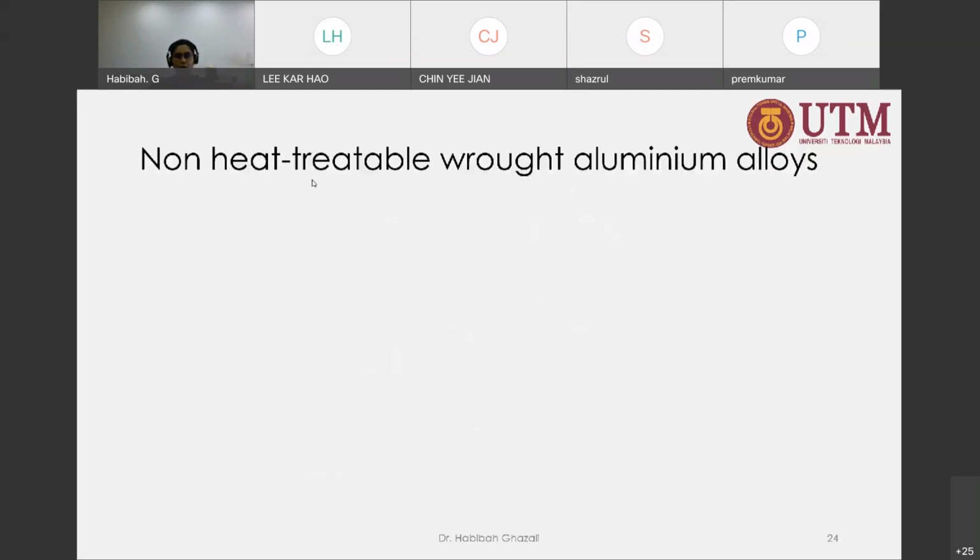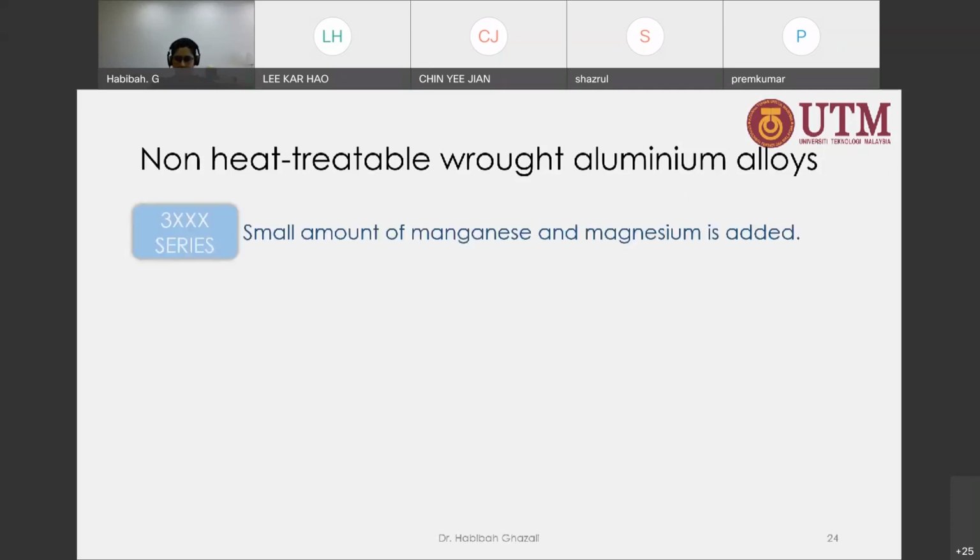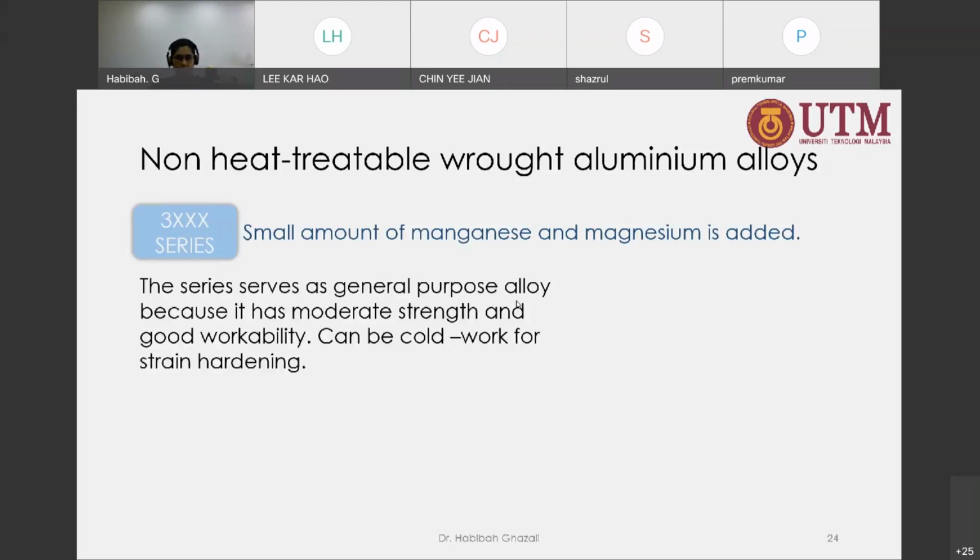All right, now we go to the non-heat treatable wrought aluminum alloys. This is still in the classification of wrought aluminum, but it's non-heat treatable. The 3000 series, with a small amount of manganese and magnesium as the alloying elements, is non-heat treatable. This series is generally used as a general purpose alloy because it has moderate strength and good workability. So they can be cold worked in order for us to strengthen them.